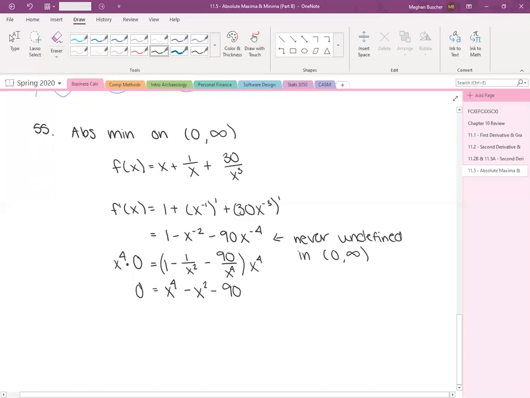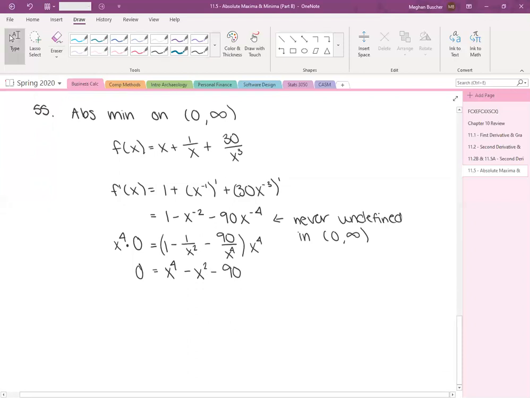Now that looks a lot more like something we could work with because it resembles a quadratic equation, something like ax squared plus bx plus c, but instead of x squared, we have x to the 4th. But we actually can factor it the same way we would normally. If we do a u substitution here, and we say u is equal to x squared, we can rewrite this as u squared minus u minus 90 equals 0. That doesn't change anything.